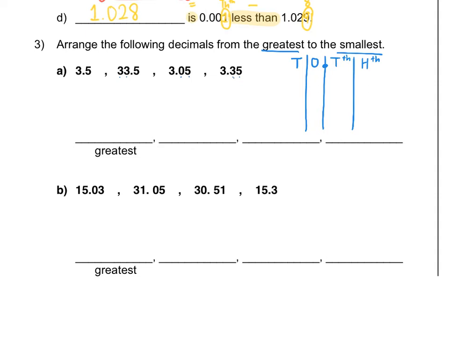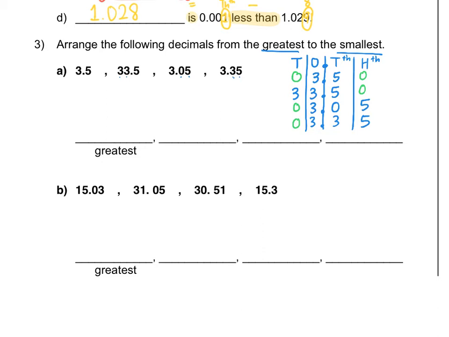Okay, so now I put in the numbers. 3.5, 33.5. The next one, the dot is here, so it's 3.05. And the last one, the dot is here, is 3.35. Okay, so if you want to compare decimals, all the other blanks you can actually fill with zeros. But do take note, when you write down the answer, you cannot include the zeros in your final answer.